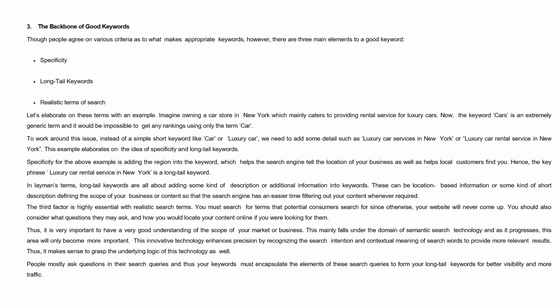The third factor is highly essential: realistic search terms. You must search for terms that potential customers search for, since otherwise your website will never come up. You should also consider the questions they may ask and how you would locate your content online if you were looking for it. Thus, it is very important to have a very good understanding of the scope of your market or business.